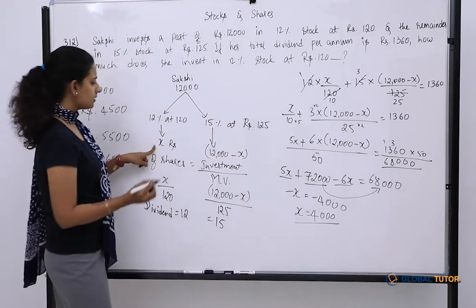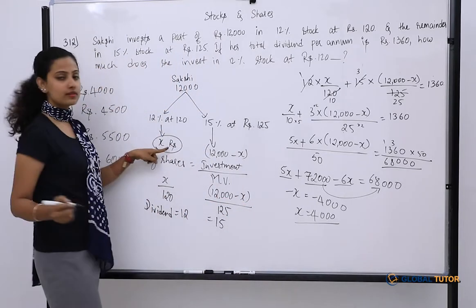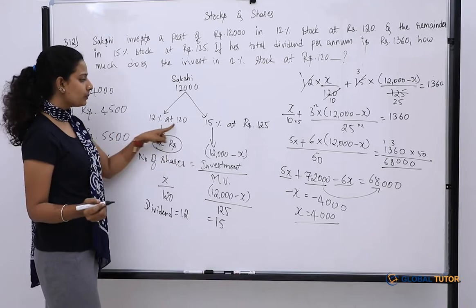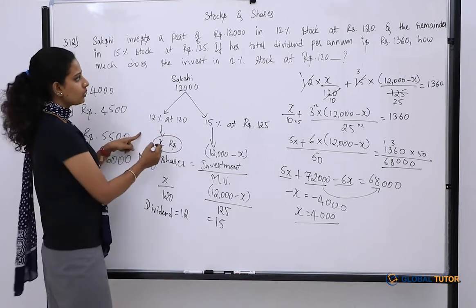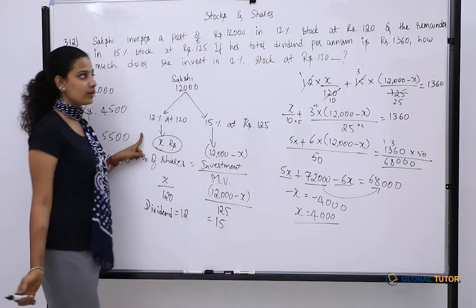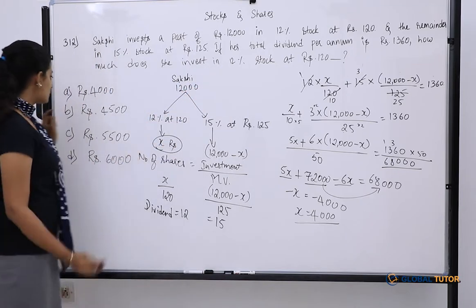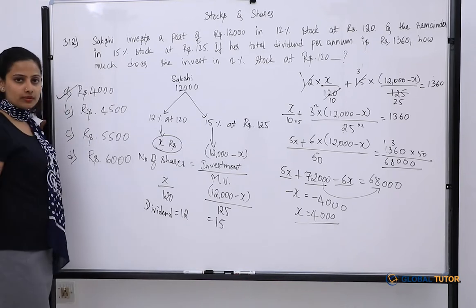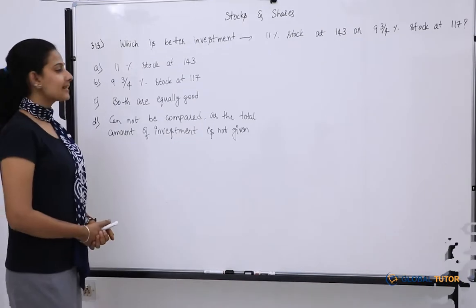So x is the amount which Sakshi invested in 12% stock at 120, and that is what we had to find out. How much does she invest in 12% stock at rupees 120? So option A, rupees 4,000 is the right answer. Let's see the next question.